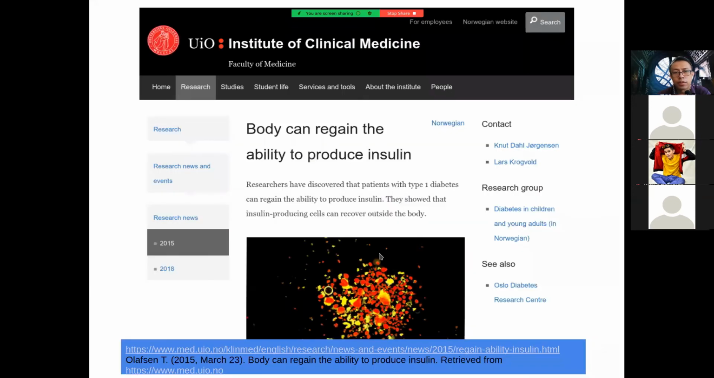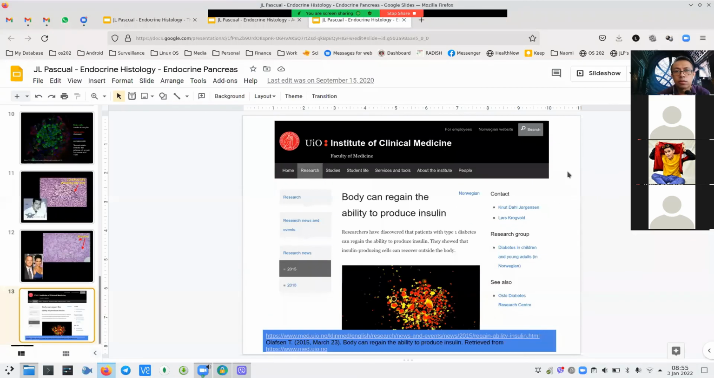Okay, so this is just some slides that I wanted to show students before, which I didn't have time. So insulin can be, the body can regain that ability to produce insulin. So you need special things for that. So just to whet your appetite, if you don't want to be a neuroscientist, neurologist, you can be an endocrinologist.